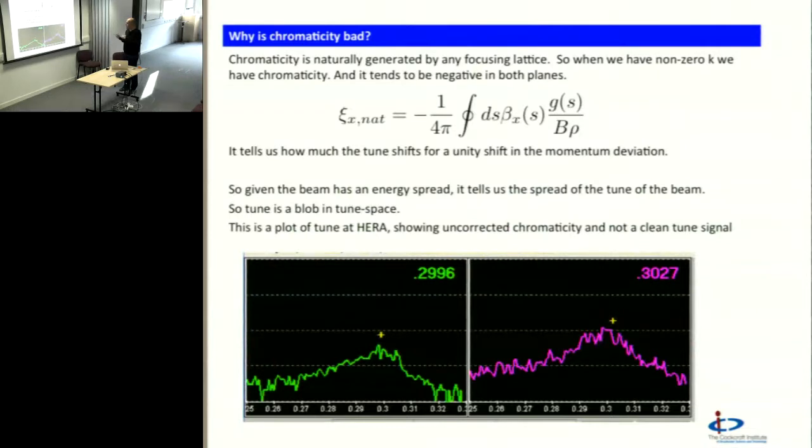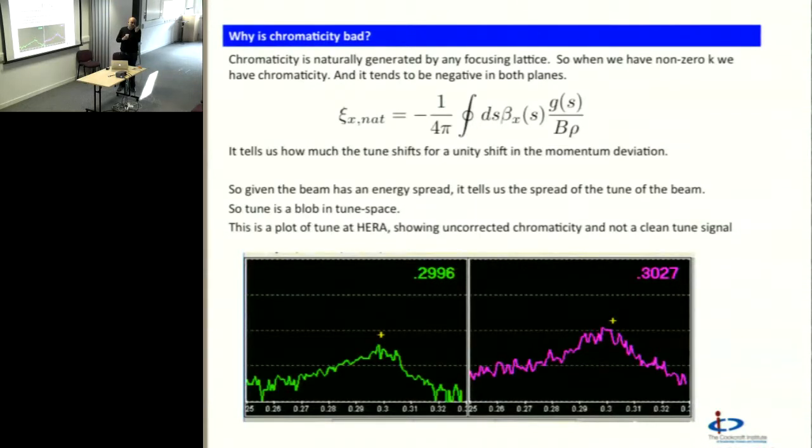So why is it bad? I'll show you some cool plots now. Chromaticity is made by any focusing lattice. You have quadrupoles, you have non-zero Ks, you have gradients, you generate chromaticity. And it tends to be negative in both planes. So there's an expression for it. There's the gradient of the quadrupoles in the lattice, there's the beta, there's B rho. And so it tells you how much the tune shifts for a unity shift in the momentum deviation. So this is the bad bit. The beam has an energy spread. The beam is not just one particle, it's billions and billions of particles. Each of them has its own momentum deviation.